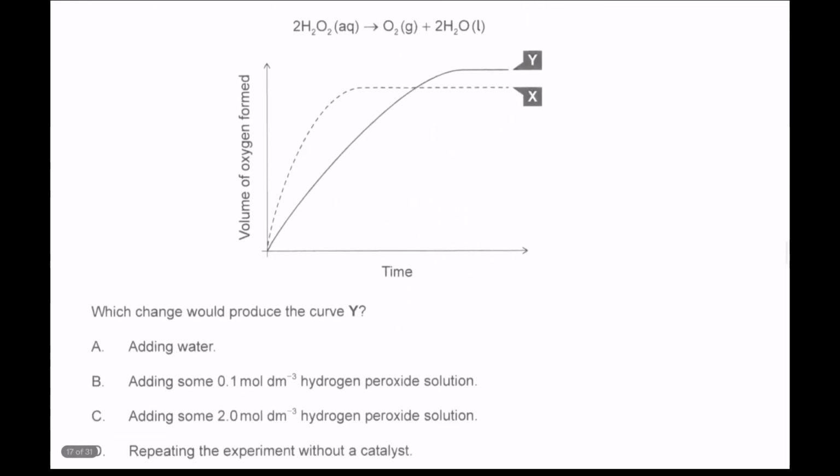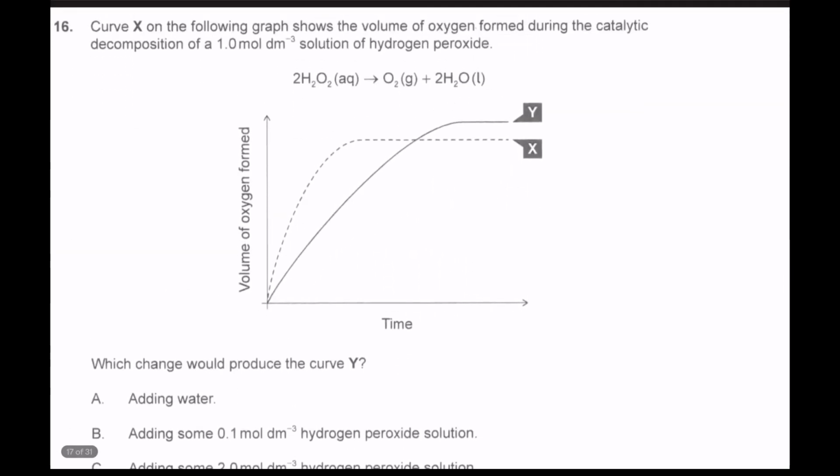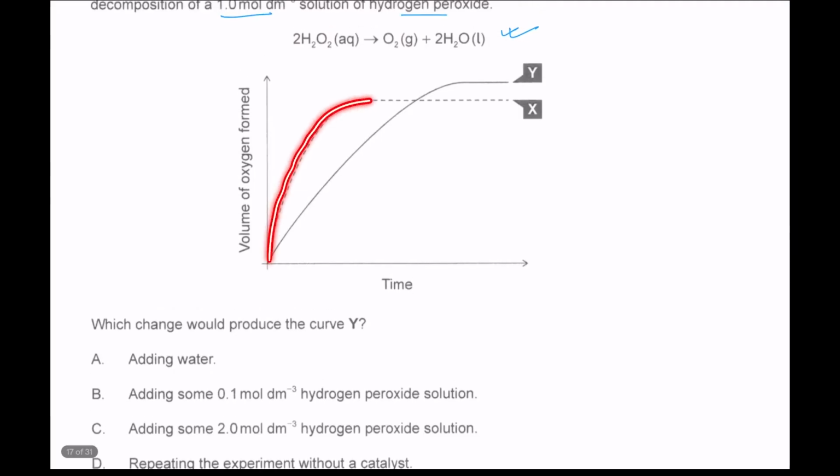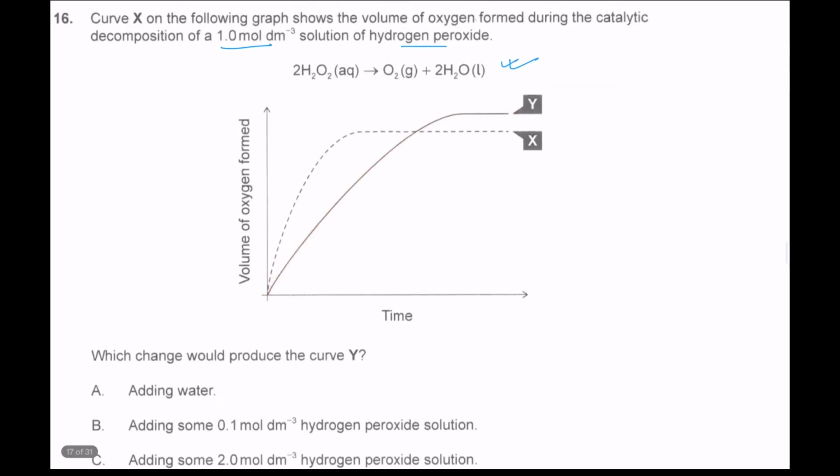Now 16. This is a little controversial question. So you have a curve X that shows volume of oxygen produced during catalytic decomposition of 1 mole per dm cube solution of hydrogen peroxide. So basically, we are tracking the volume of oxygen with respect to time for this reaction. So X was the actual reaction. Now I have to produce this curve Y by changing some of the reaction conditions. So these are the conditions given.